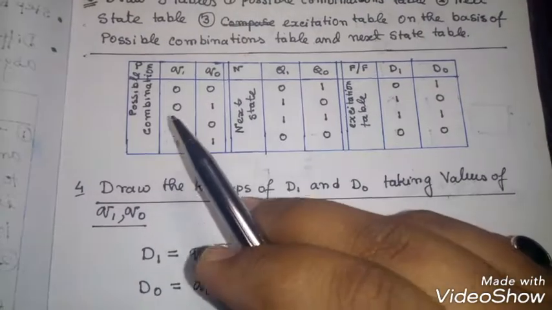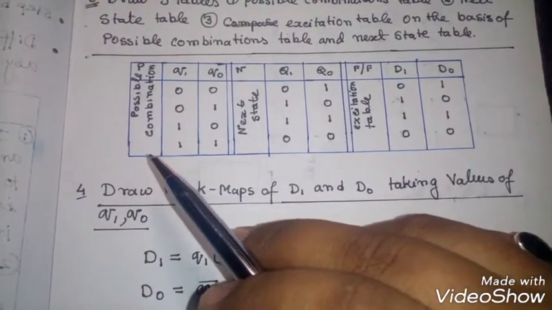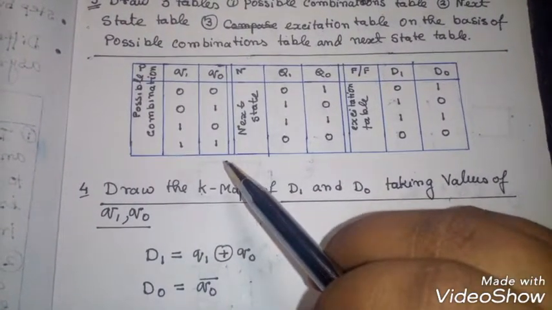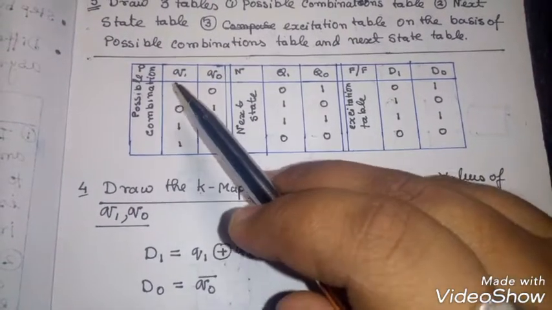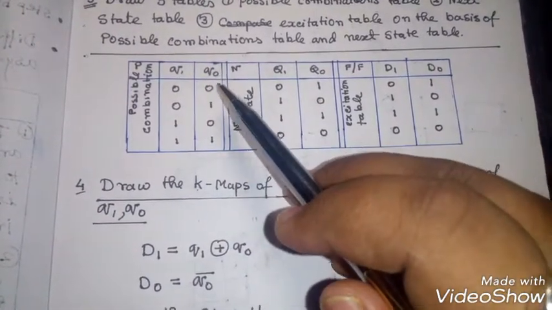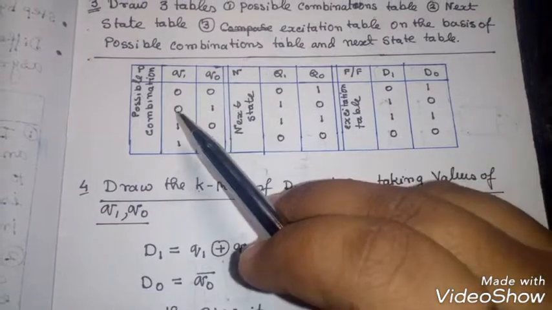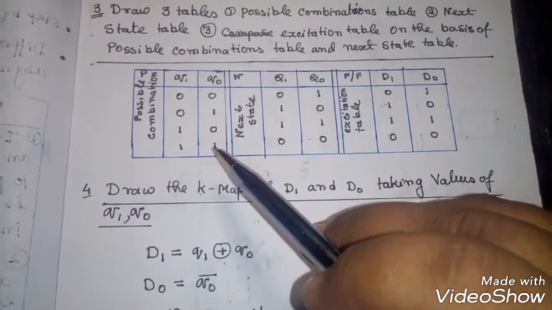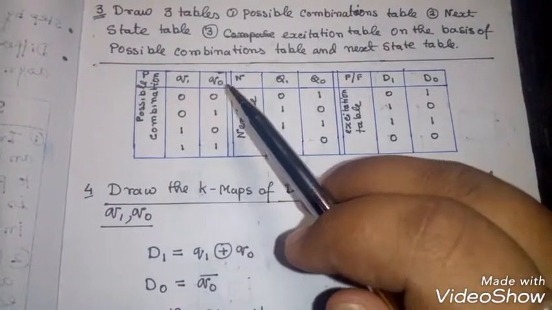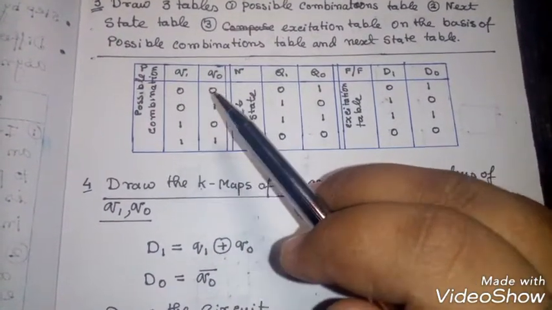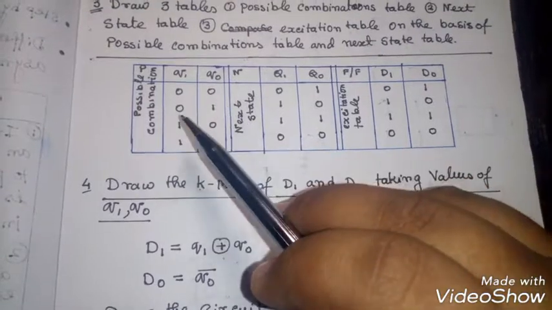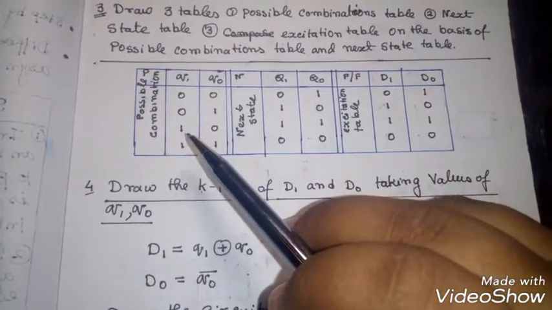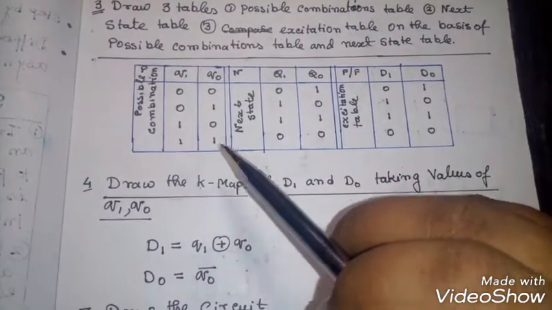Okay, so first of all I have to draw the table of possible combinations. This possible combination means the 2 bits, which we have to write in descending order, Q1 and Q0. We have to write all the possible combinations that may occur in the case of 2-bit data. This means that with 2 bits it may become 00, 01, 10, and then 11.